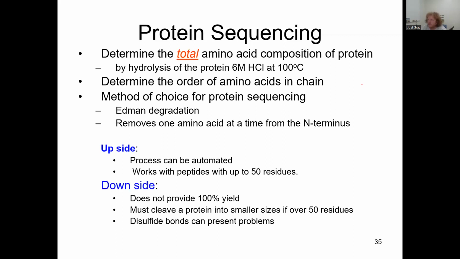The downside of this technique is that it does not provide 100% yield. You must cleave a protein into smaller sizes. If you're working with something that's like 800 amino acids, you've got to break that thing that's 800 amino acids into 50 amino acid bits.